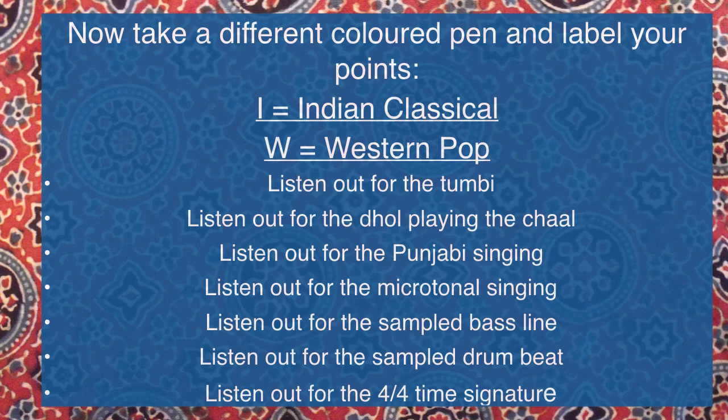Now I want you to take a different colored pen and label your points. I want you to label them with either I or W. For example, the tumbi is an example of Indian classical music. So on that sentence, you would put in brackets I. Take some time to do that. Pause, and I'm about to give you the answers. Make sure you finished it.